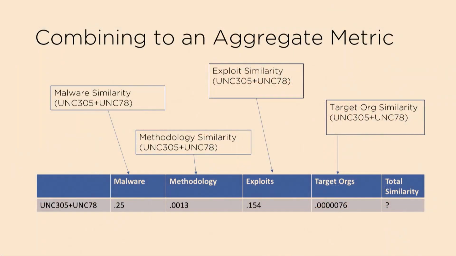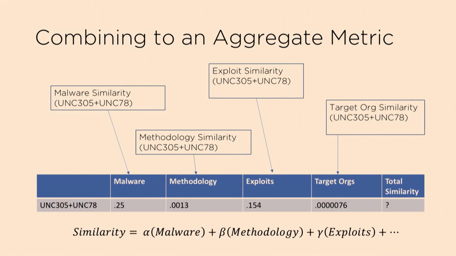Like if breach vectors and exploits were really correlated, we'd be double counting them, and that also wouldn't be very helpful. Luckily, we didn't have super high correlations between similarities. So we have all the similarities. We want to combine them to an aggregate metric. And this becomes essentially a regression problem where you're solving for these coefficients. I'll get a little bit more into that later, but for now, we just used a straight average.